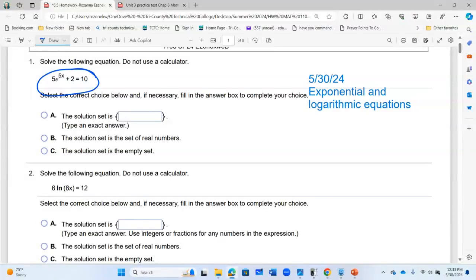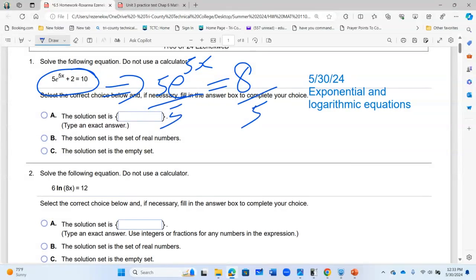So we start by isolating the e. The base this time is e. First of all, 5e to the power of 5x is equal to 10 minus 2, which is 8. So subtract 2 on both sides, then divide both sides by 5 to isolate e. And so we have e to the power of 5x is equal to 8 over 5.